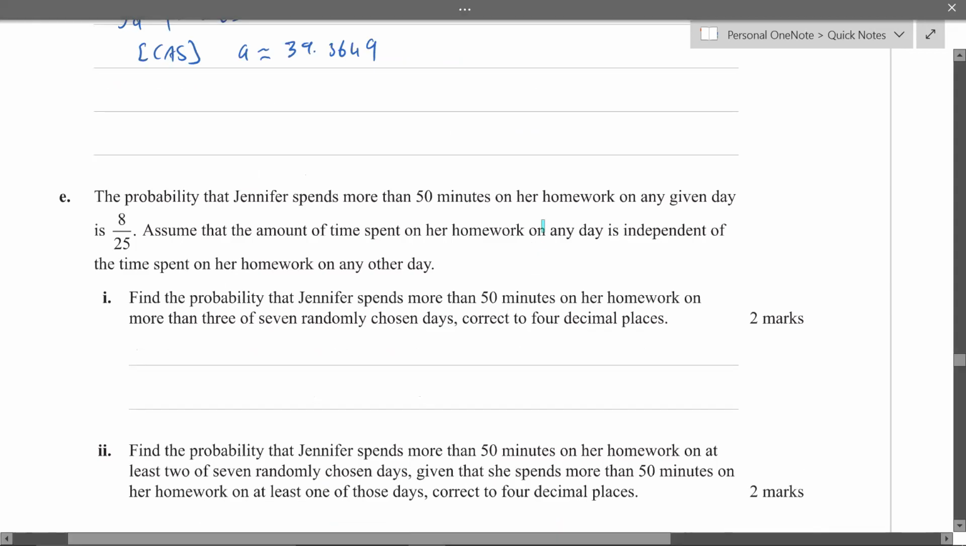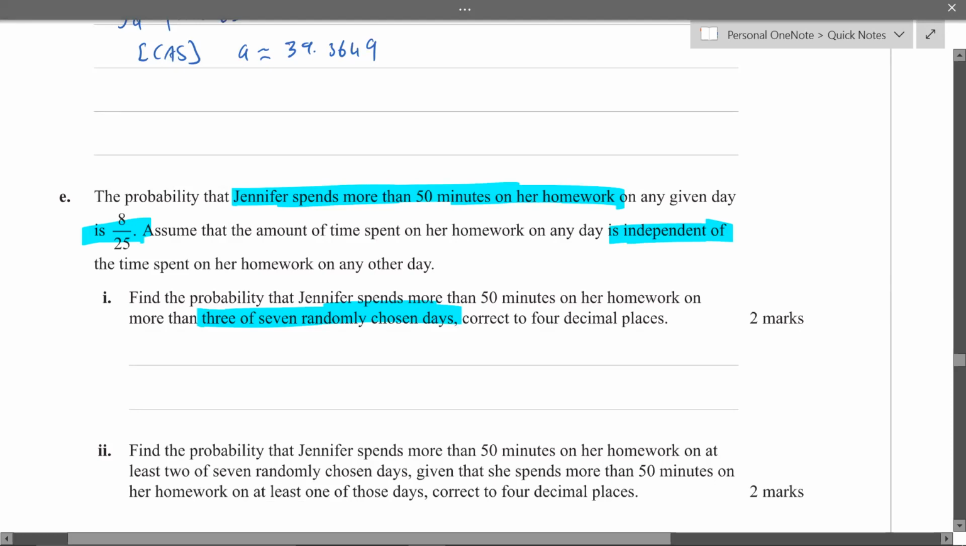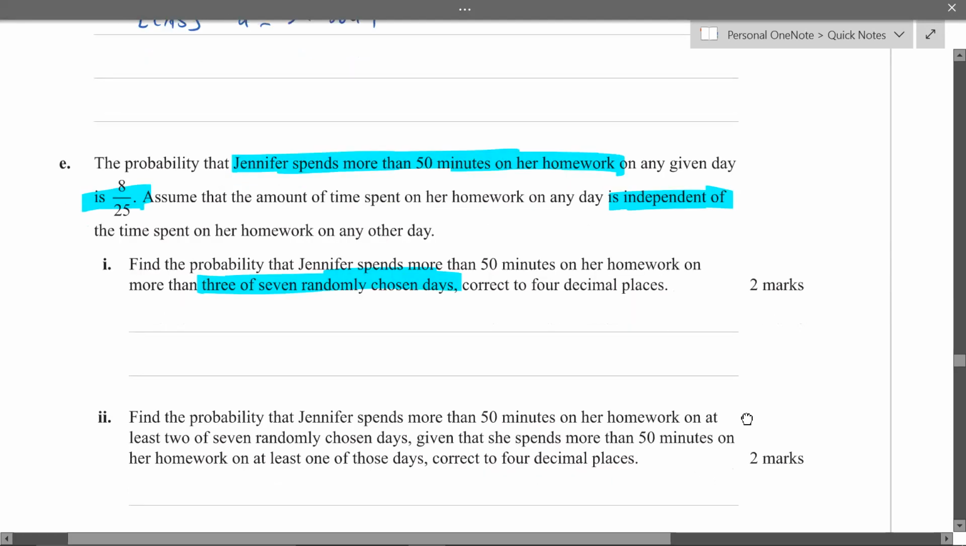You can tell because now they're giving you the probability that she spends more than 50 minutes on her homework. And it's 3 of 7 randomly chosen days, and you have the independent thing. So you can tell that we're transitioning from probability density functions to a binomial.